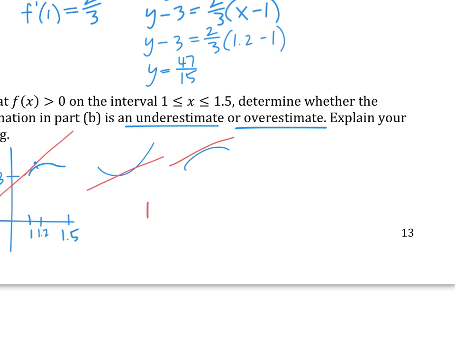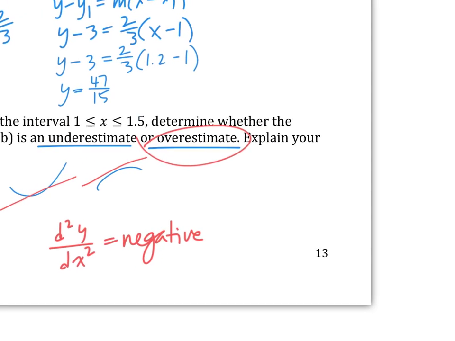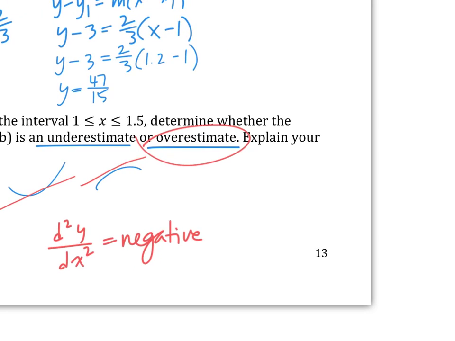Okay, so is the second derivative positive or negative? It's negative. So is that going to be an overestimate or underestimate? It's an overestimate. So when you write your explanation, you're going to say: the approximation is an overestimate because the tangent line is above the graph because the graph is concaving down according to the second derivative test. Something like that. You've got to put all that in there, your reason and the fact that proves your reasoning.